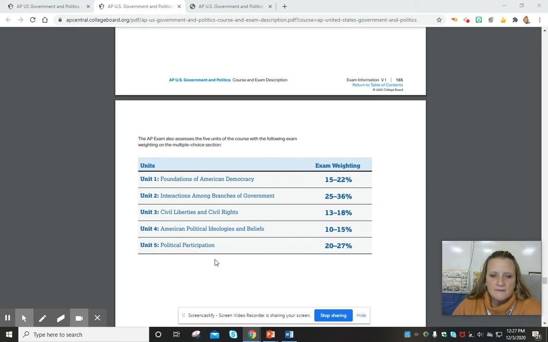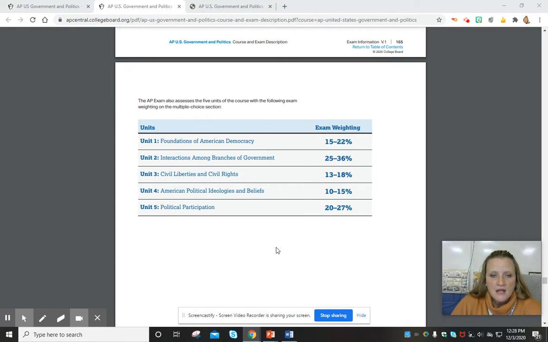All right. If you look here, this is the exam weight: Foundations of American Democracy, interactions among the branches. That is the big kahuna here. That's where most of the test questions come from in your AP exam. And then most of the other ones come from what we're talking about now, like political participation.